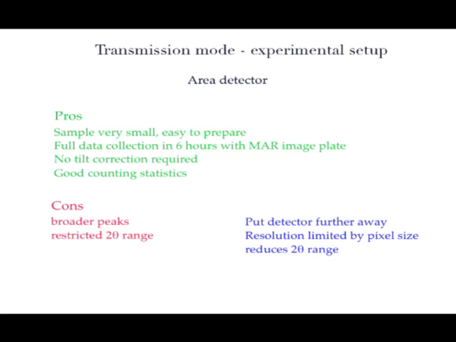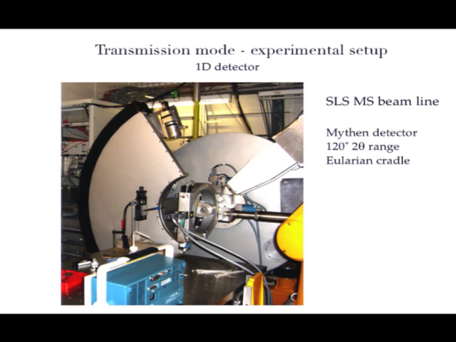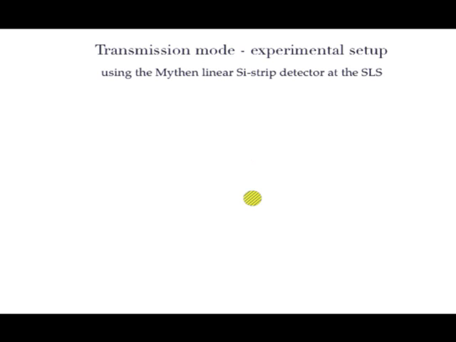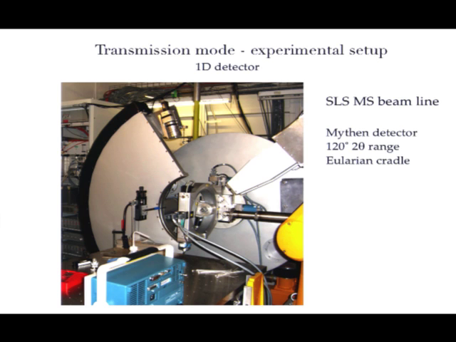So we were looking for alternatives, and luckily in the SLS we built this beautiful instrument with a linear detector. This one has 120 degrees range. You have a Eulerian cradle, and you can place, I point this out, your 120 degrees symmetrical to the beam.